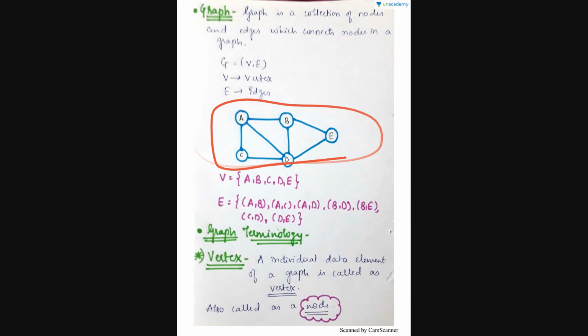Now there are some graph terminologies which are used very importantly in graph. So what are those terminologies? Let's see. The first terminology is vertex. A vertex is an individual data element of a graph. It is also known as a node. So this vertex is also called a node. That's what we said: the collection of nodes and edges forms a graph.